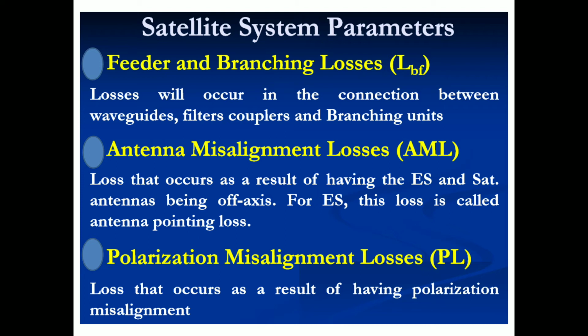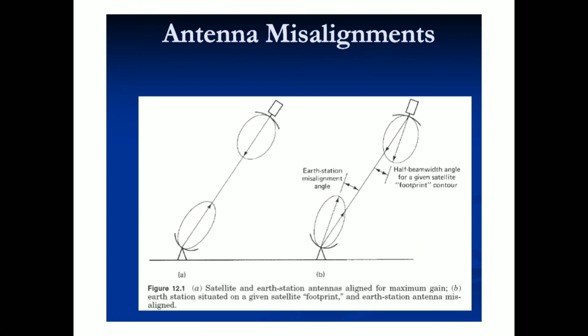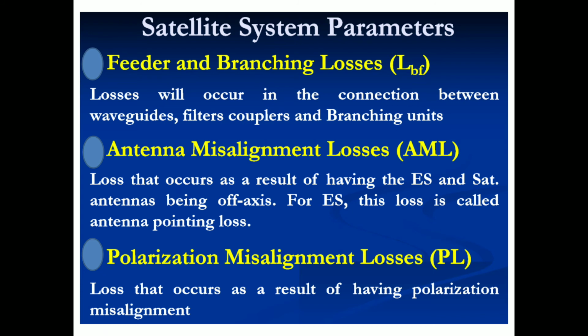Next is antenna misalignment losses. Antenna misalignment, as the word suggests, is because of misalignment of the transmitting antenna and the receiving antenna. That is, when the maximum of the transmitting earth station and the receiving satellite are not directed toward each other, the maximum power is not received, and therefore we experience a loss because of this misalignment, which we call antenna misalignment.